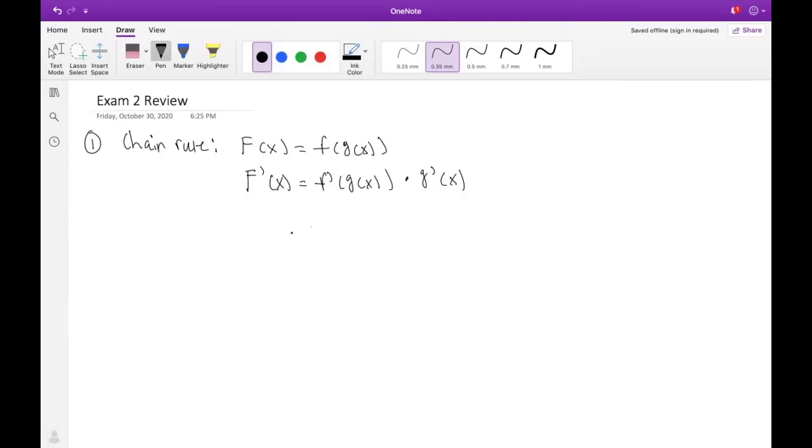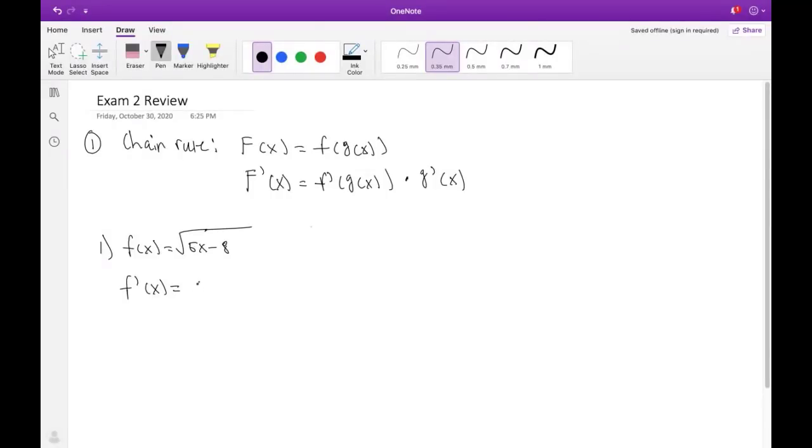So I'll do this one. f of x equals the square root of 5x minus 8. So f prime of x. I'm going to go ahead and work it out, and then you guys also work it out on the side, and then write whatever answer you get in the chat.